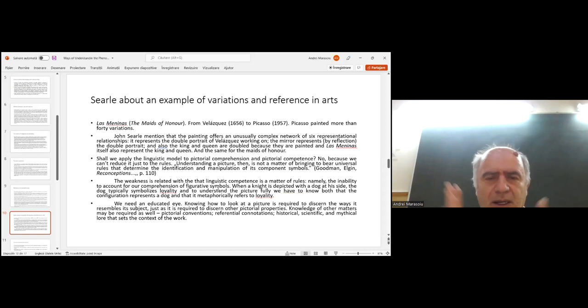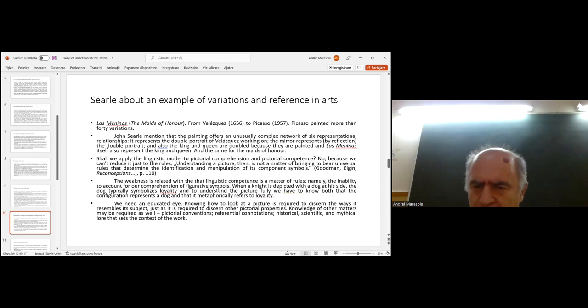Picasso painted then more than 40 variations of this painting. John Searle, in his paper, mentioned that the painting offered an unusually complex network of six representational relationships. It represents the double portrait of Velázquez working on.